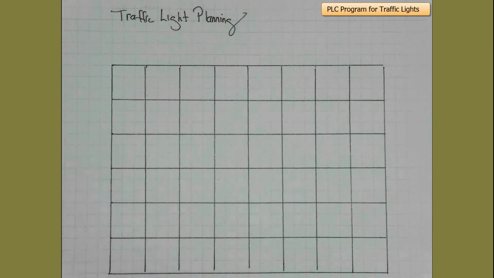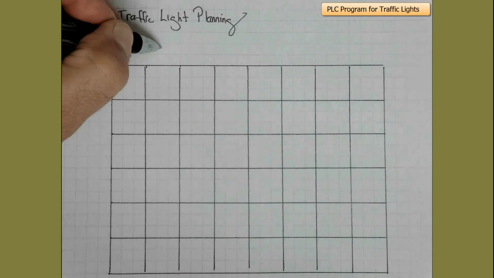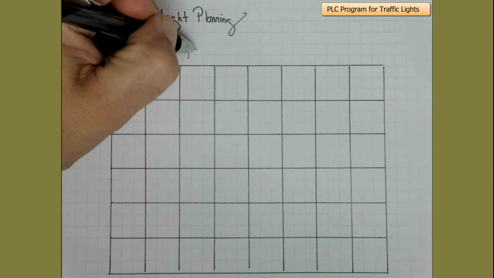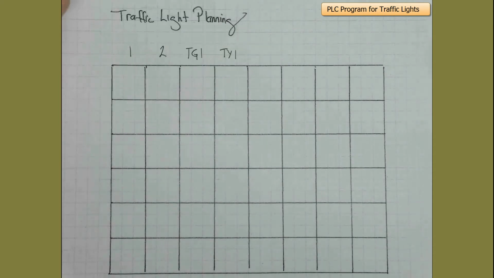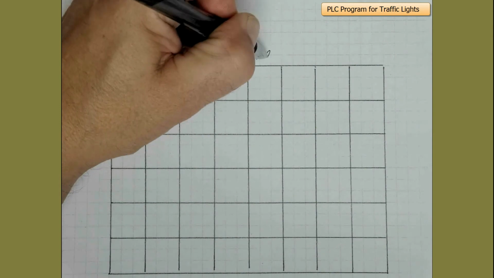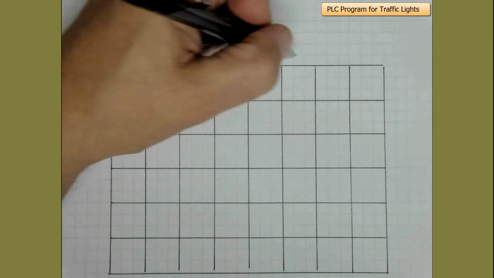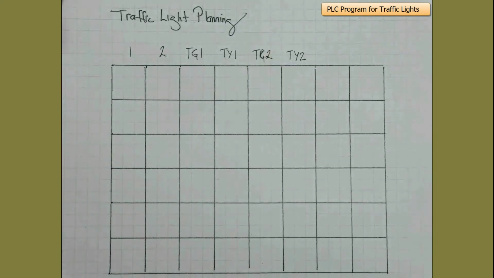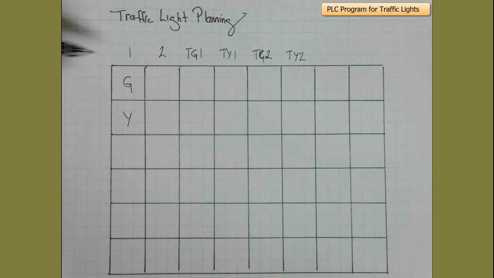So we're going to use the same planning sheet. This will represent traffic light 1. This will represent traffic light 2. And now we know we can use just 4 timers. Timer for green 1, timer for yellow 1, timer for green 2, and timer for yellow 2. Now let's write down the sequence that we should have written down the first time, which is green and yellow for traffic light 1.